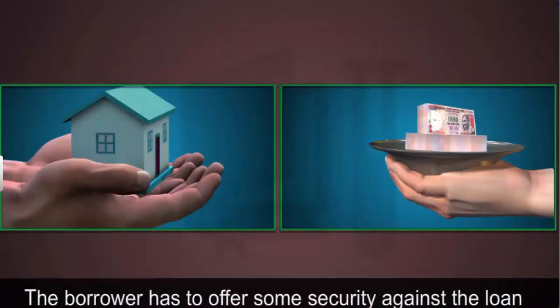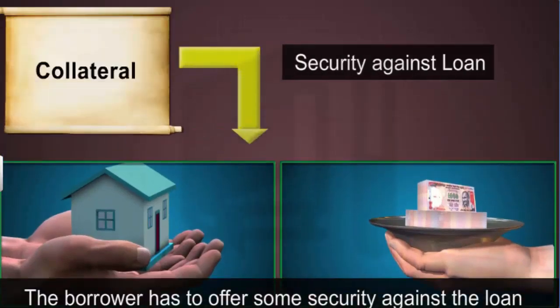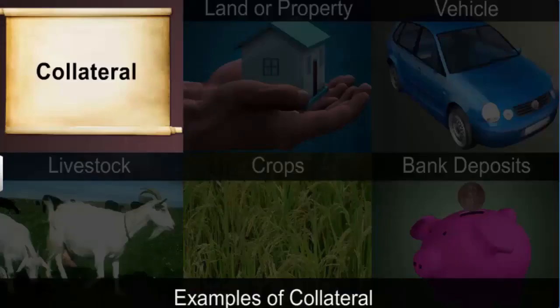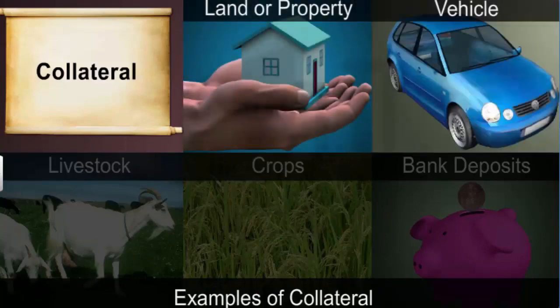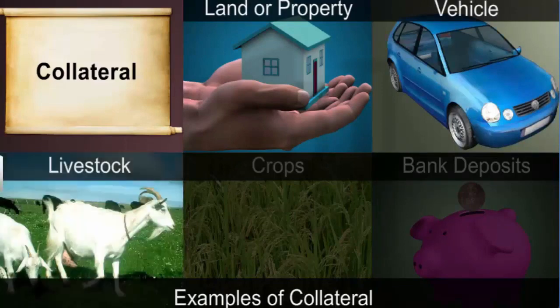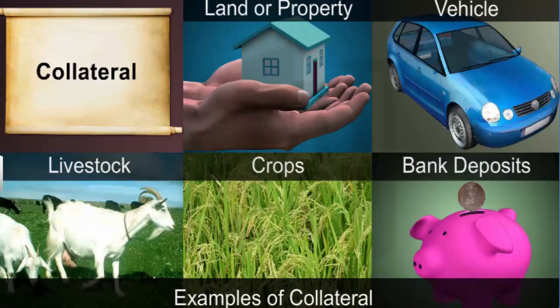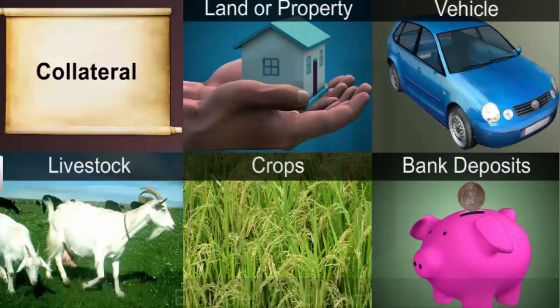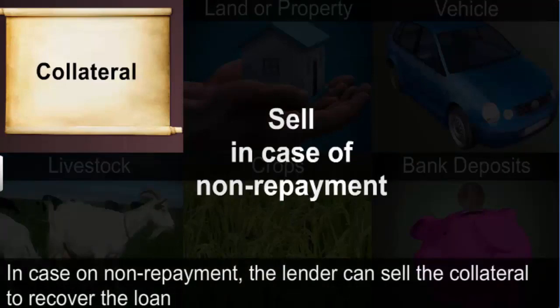A lender often asks for a security against a loan to recover the money in case the borrower fails to repay it. This security is called collateral. The assets that are commonly accepted as collateral against loans are land or property, vehicles, livestock, standing crops, and bank deposits. The lender reserves the right to sell the collateral in case of non-repayment to recover the loan amount.